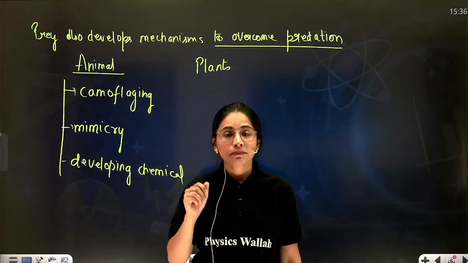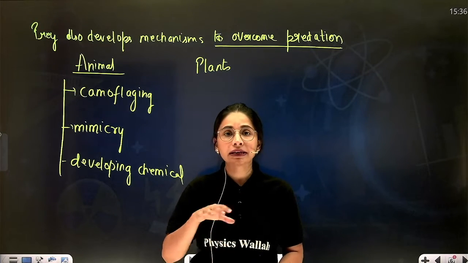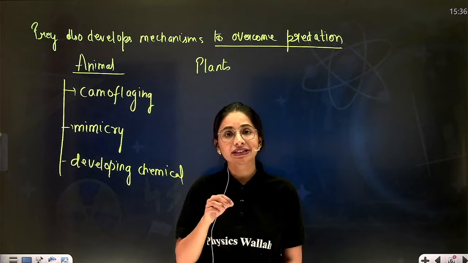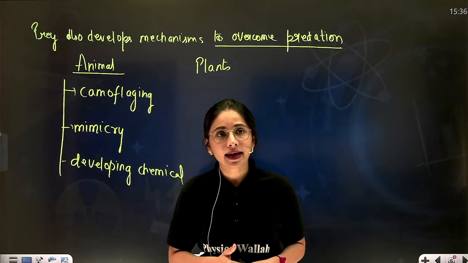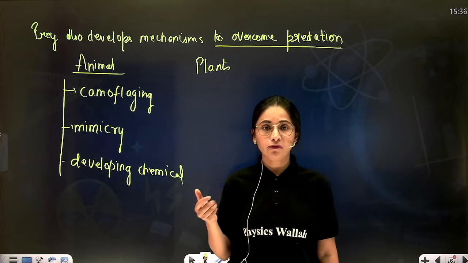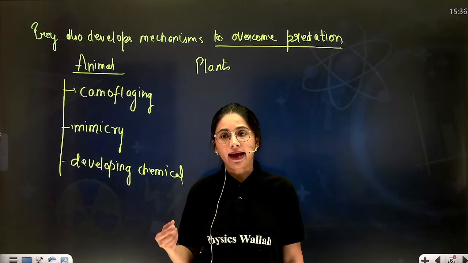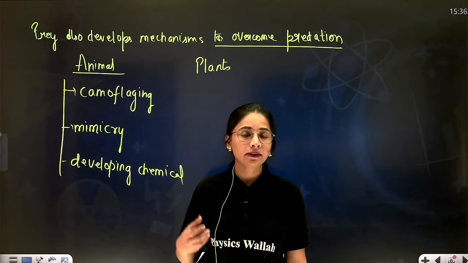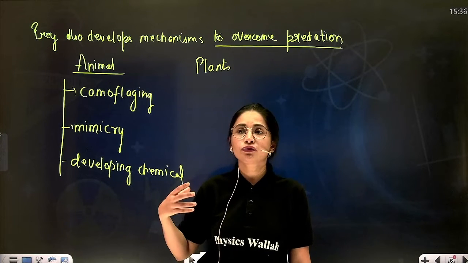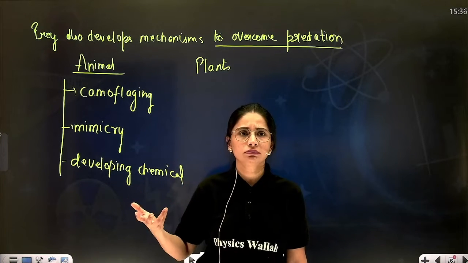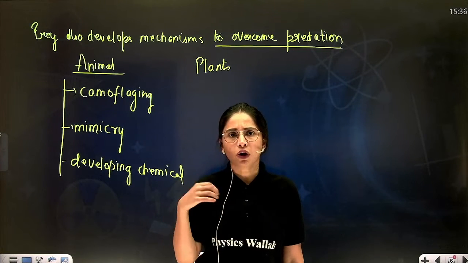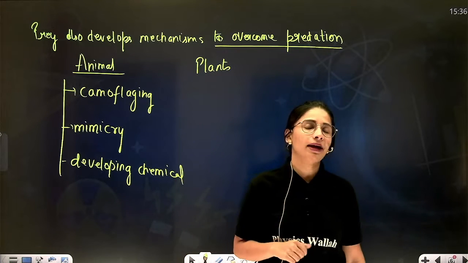In that case, plants develop some chemicals in their body. Like for example, calotropis. Calotropis is a plant which develops a chemical called cardiac glycoside, which is highly dangerous. If any animal eats that calotropis and consumes that cardiac glycoside, then that organism is going to die, because it is a chemical which suppresses your immune system. It's a chemical which causes a problem in your cardiac system as well.